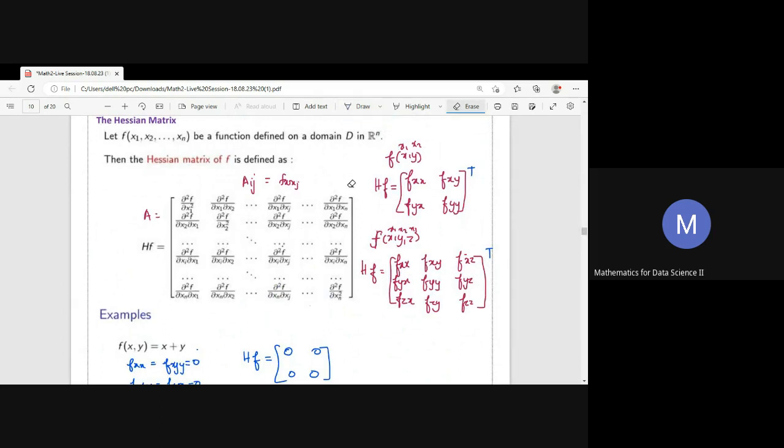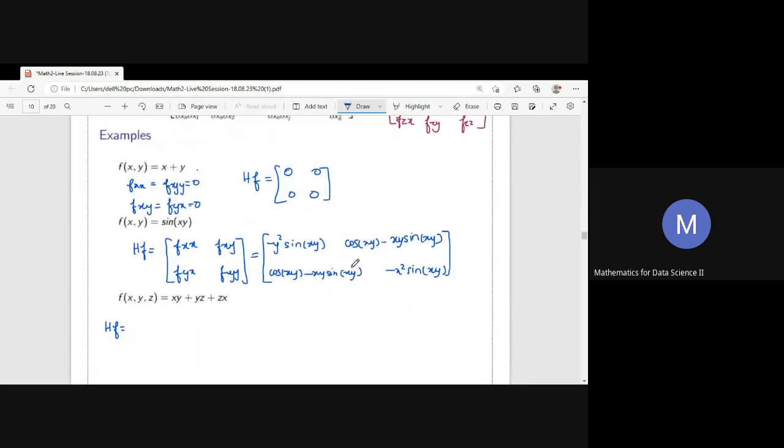I missed it. So here it is actually f xj xi. That is what he is pointing out, right? f xj xi is this ijth entry. So you are first finding the partial derivative with respect to xj, and then finding the partial derivative of f xj with respect to xi. Yeah, exactly. So it is the transpose of these matrices.